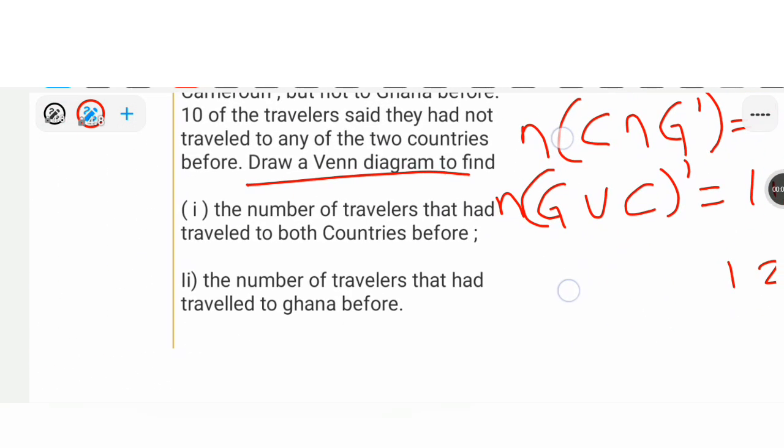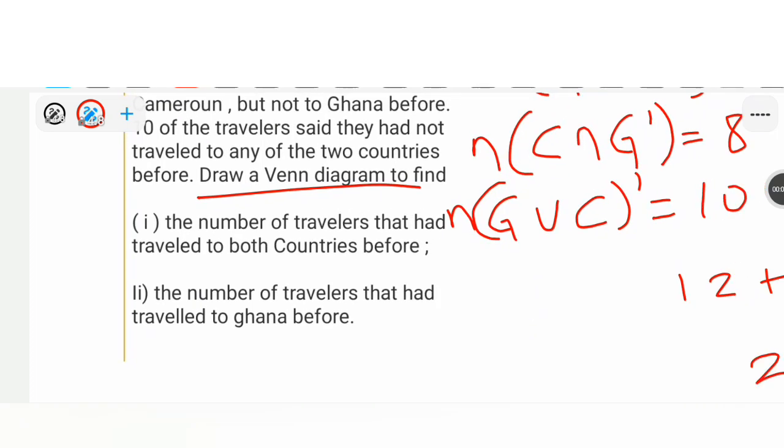So let's go to the questions now. Number of travelers that have traveled to both countries before. So this answer is 10. That's the answer to this one.